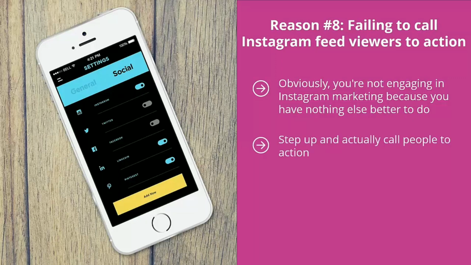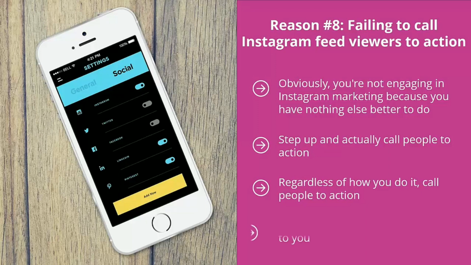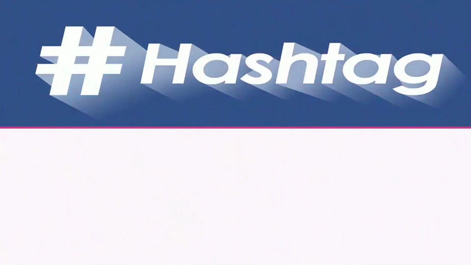If you post pictures of nice t-shirts, tell people, if you like this shirt, click on my profile and click on the link to get a 50% discount. Regardless of how you do it, call people to action. Otherwise, they're just going to view your account as a place where they can check out cool new things without much obligation or commitment on their part. You end up training your community members to be passive. That kind of audience is worthless to you. If you want to make money from your account, call people to action.